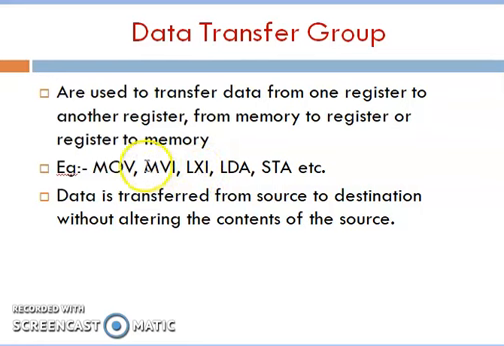Examples for data transfer group are MOV, which means move. MOV A, B is a complete instruction. It is used for transferring the content of register B to register A. Then MVI, move immediate. The data is specified after this opcode. MVI and MOV are operation codes. As you know, an instruction consists of two parts, opcode and operand. This MOV, MVI, LXI all are opcodes.